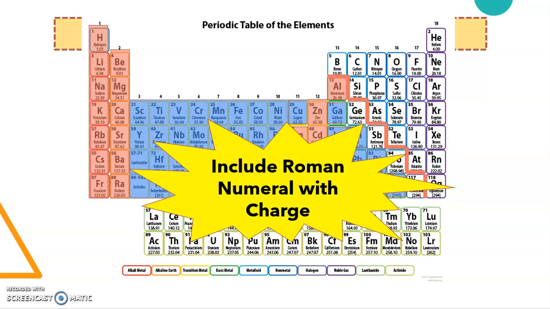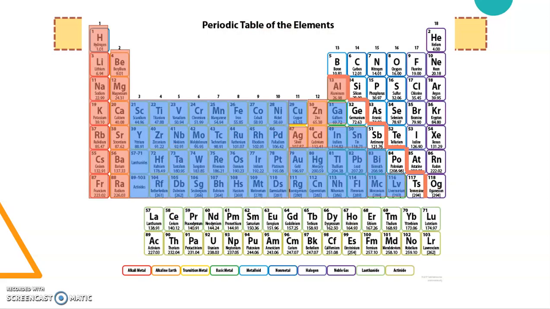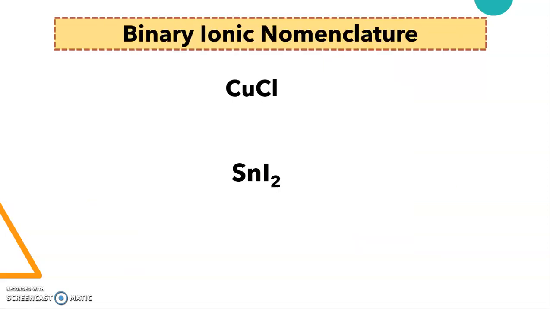So let's take a look at two more examples. Here we have CuCl and we have SnI2. And if you'll notice, if I go back a couple pages, both the Cu and the Sn are both from this blue region. Again, the first element in the compound will let me know how to name it. Because they come from this blue region on the periodic table, I need to include a Roman numeral with the charge. So how is it done? Again, the first element tells me the story. Because the first element is a transition metal, I know I need to include a Roman numeral with the charge.